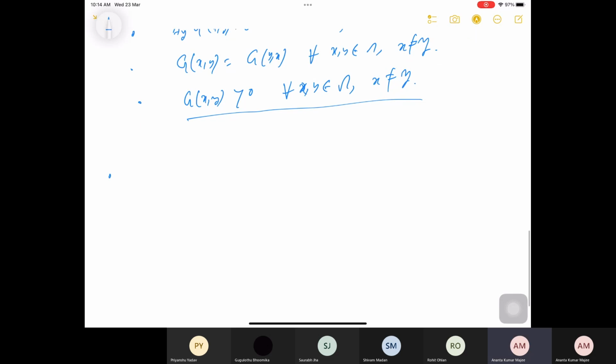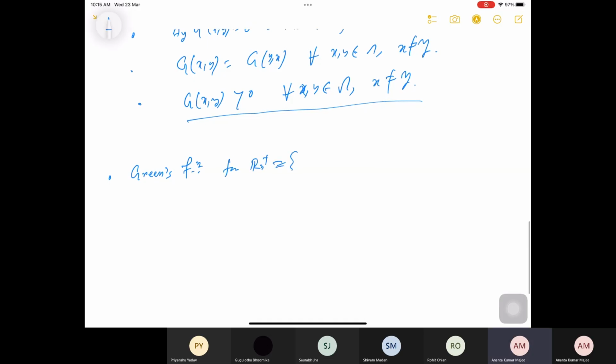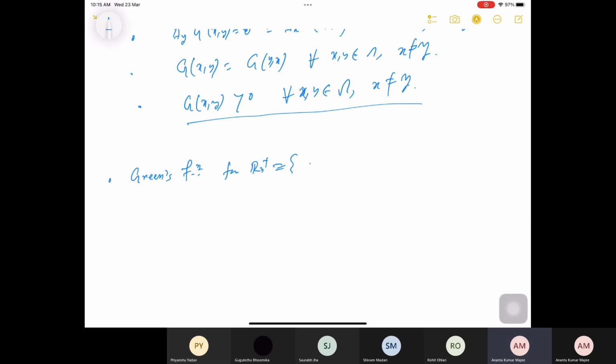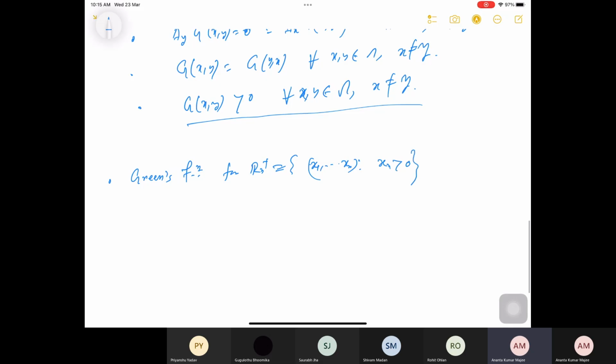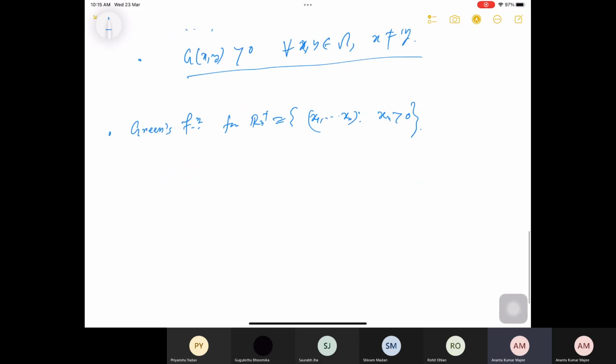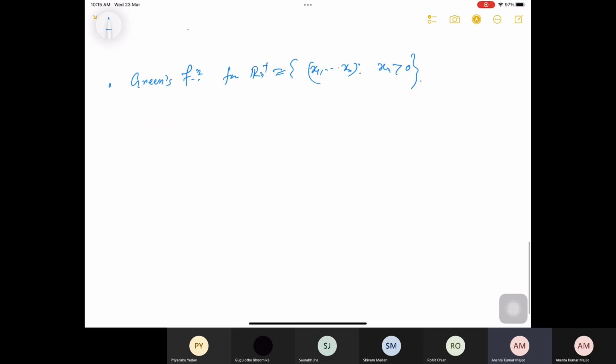So let us find the Green's function for R^n_+. R^n_+ means all those x = (x1, ..., xn) such that xn is positive. Clearly it is an unbounded domain, but it is open, and the boundary is basically xn equal to 0. Is it not?